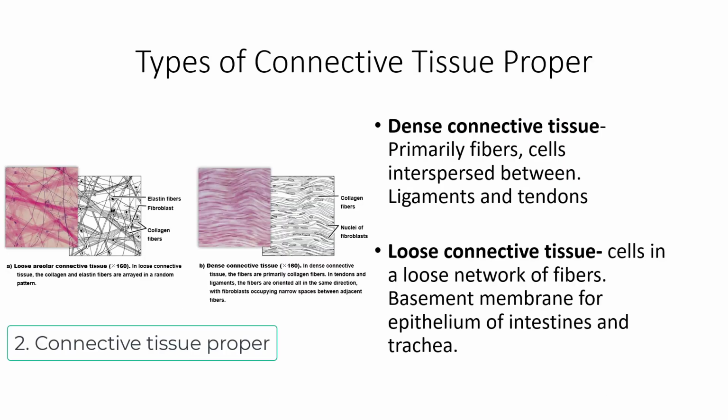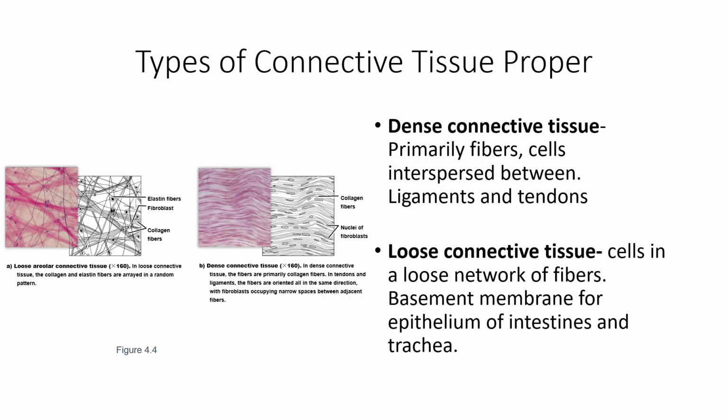So as your book defines connective tissue proper, there is dense connective tissue and loose connective tissue. Dense connective tissue is mostly fibers. It's dense. The cells are interspersed between these fibers. Think of ligaments and tendons as dense connective tissue. And ligaments and tendons will connect muscular tissue to bone tissue. And there is loose connective tissue, which are cells in a looser network of fibers. This can be the basement membrane for the epithelia of intestines and trachea.